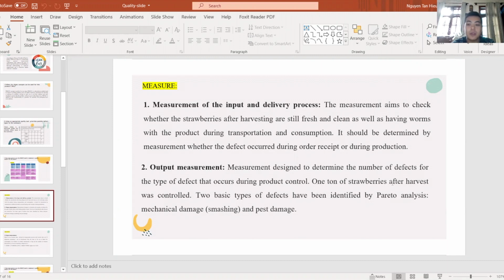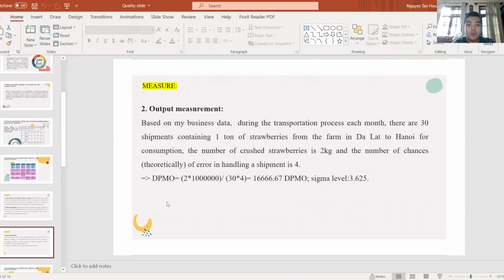1 ton of strawberries after harvest was controlled. Two basic types of defects have been identified by Pareto analysis: mechanical damage, such as smashing, and pest damage. Output measurement is based on my business data during the transportation process each month. There are 30 shipments containing 1 ton of strawberries from the farm in Dalat to Hanoi for consumption. The number of crushed strawberries is 2 kilograms and the number of chances of error in handling a shipment is 4.